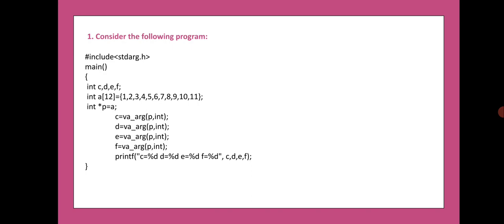If you observe carefully, p is a pointer to an integer object. Each call of va_arg returns one argument and steps p to the next. Hence, va_arg uses a type name to determine what type to return and how big a step to take.